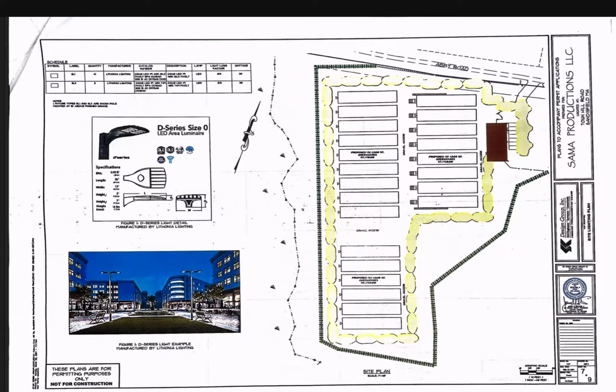There's no light spill anywhere near a common property line other than maybe right along Abbey Road, right near the entrance. But other than that, there's no neighbors effectively anywhere near the property line here.